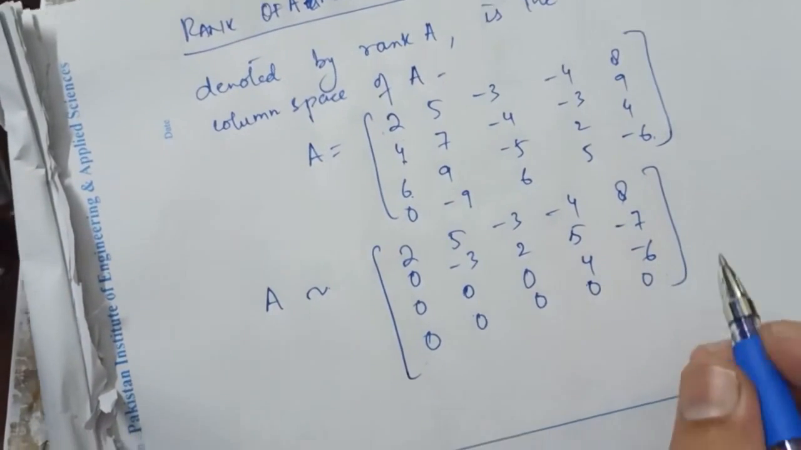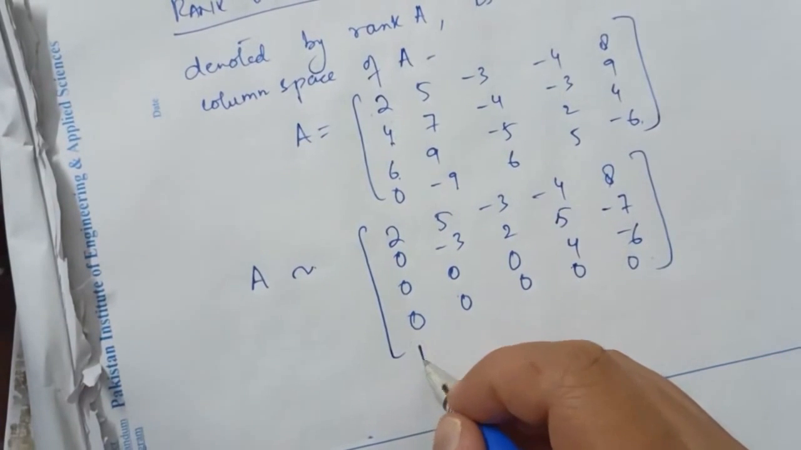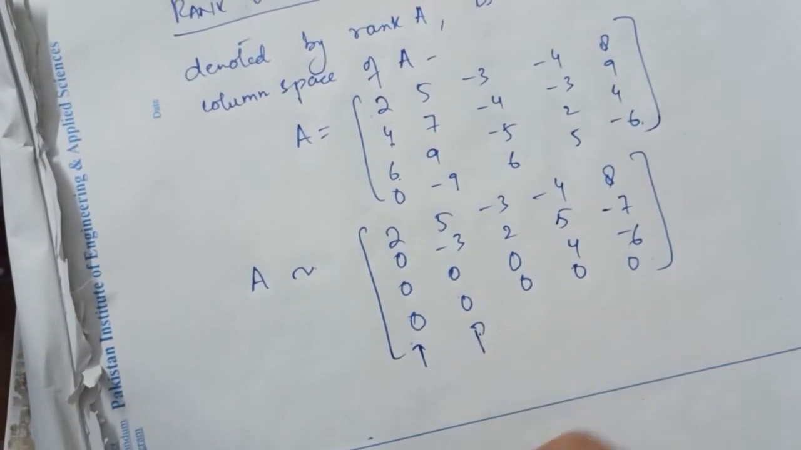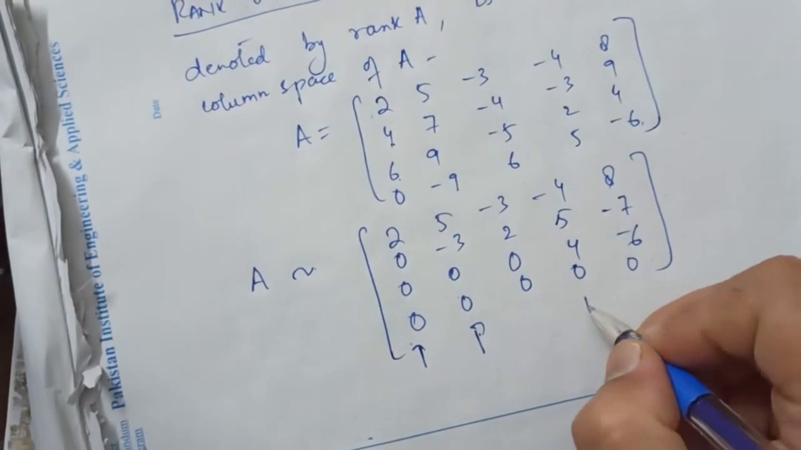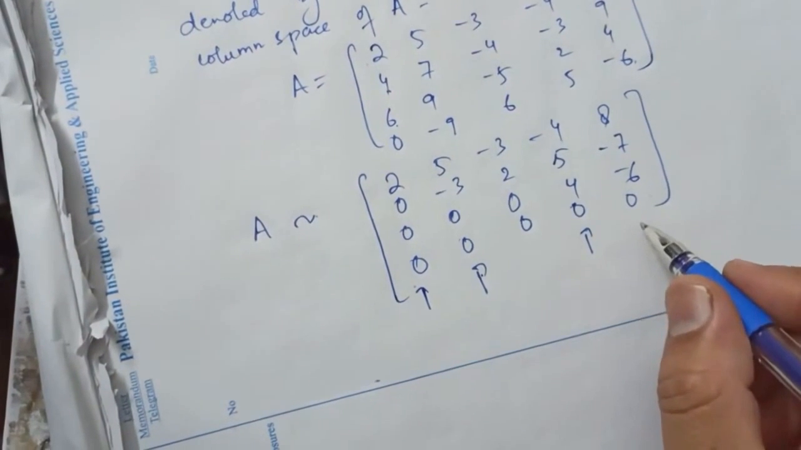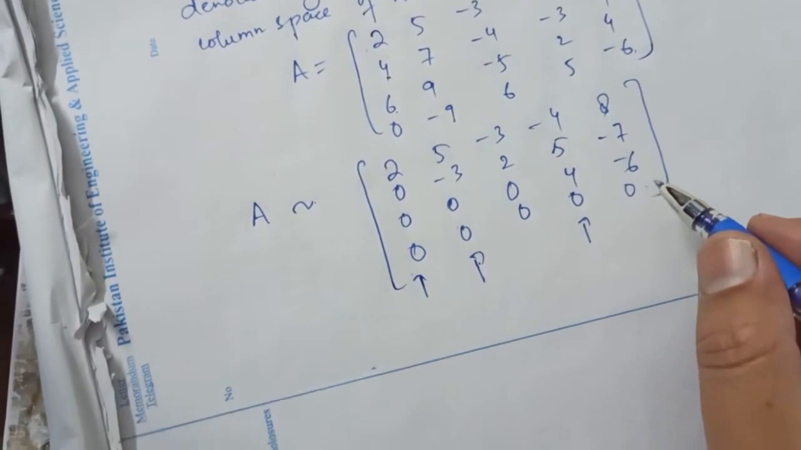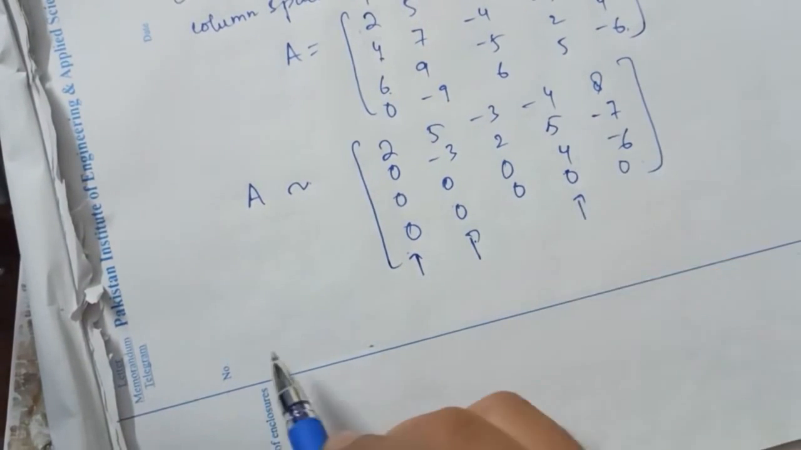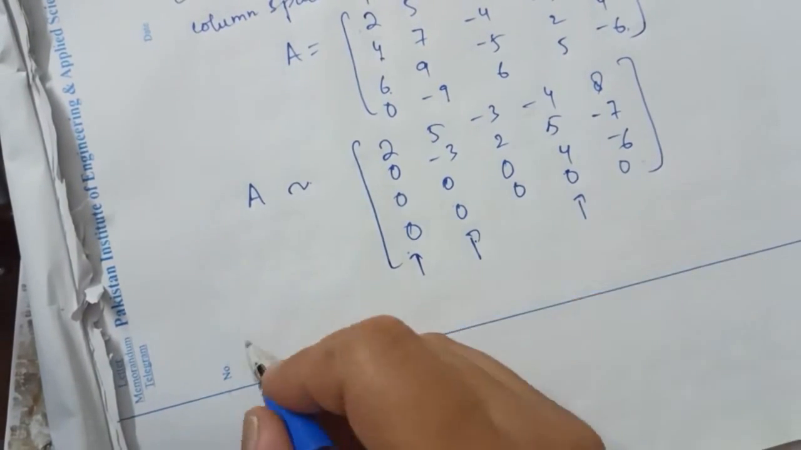Right? So we can see here this is a pivot column, and this is a pivot column, and this is a pivot column, right? So there are 3 pivot columns here, right? And of course, the matrix has 3 pivot columns.